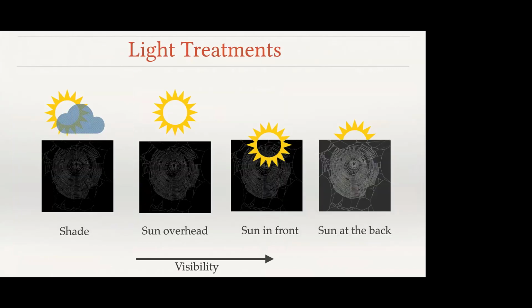And I had 4 treatments. We had the web under shade, where we just blacked out the sun with a cloth so that there's no sunlight hitting the web. Then you had the sun overhead, so the rays of the sun are just from the top. The sun in the front to simulate a front-lit situation, and the sun in the back to simulate a backlit situation. So this was my rough idea of a visibility gradient. So this would be more visible than this.